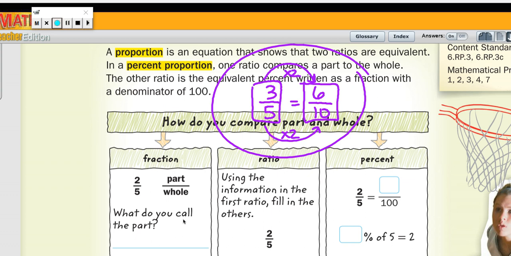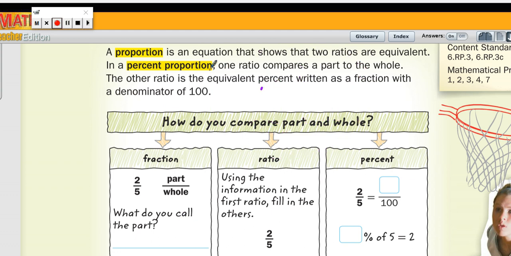Okay? Today we're going to look at a specific kind of proportion called a percent proportion, where one ratio compares a part to a whole. So let's say I have 60% out of 100. That is equal to 3 out of 5 of something. And this one is a percentage, so we call this a percent proportion.